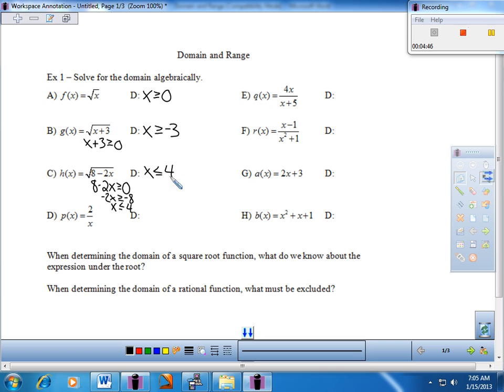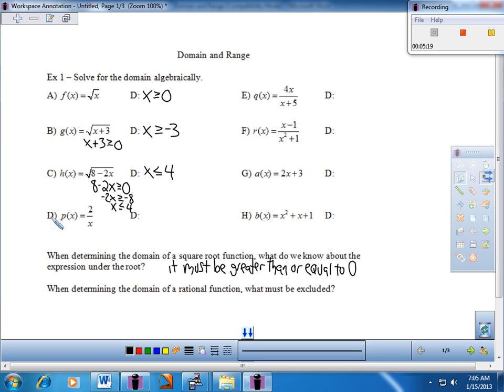Okay, good. So the square root family goes nicely. It looks like I have a quick question dealing with that one, so why don't we take care of that before jumping into the next family of functions. It says on your paper, when determining the domain of a square root function, what do we know about the expression under the root? I'll just write it like this. It must be greater than or equal to 0. All right, perfect. So that expression, whatever it may be, cannot be negative.